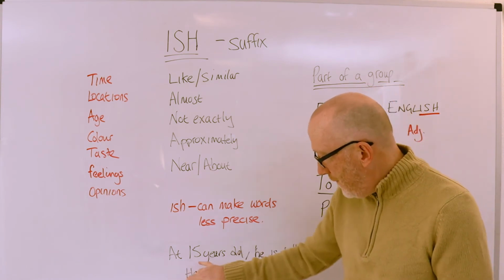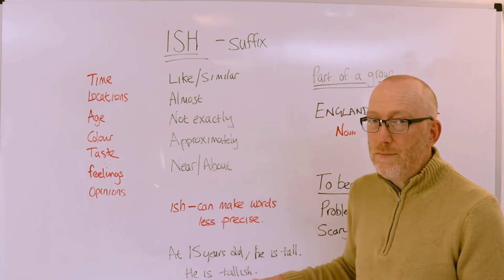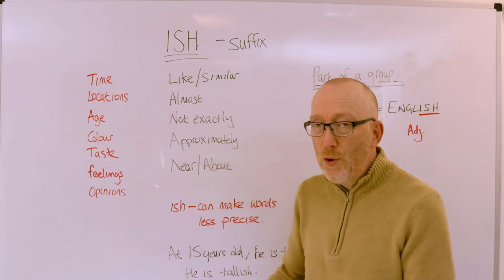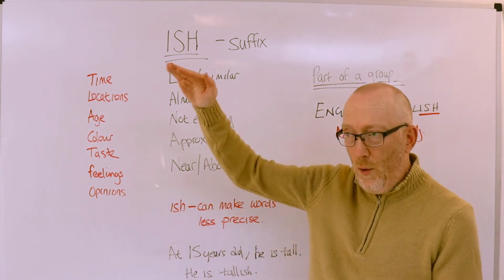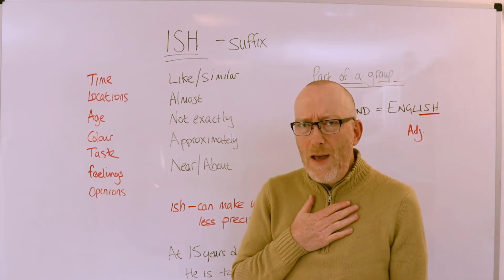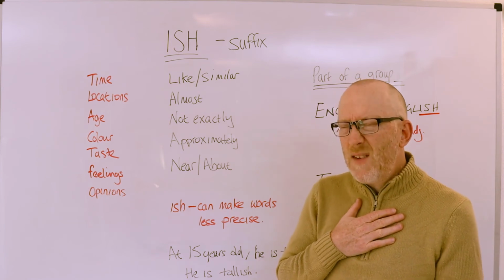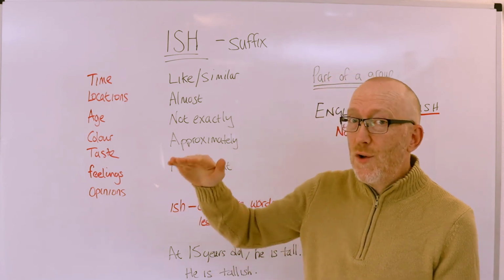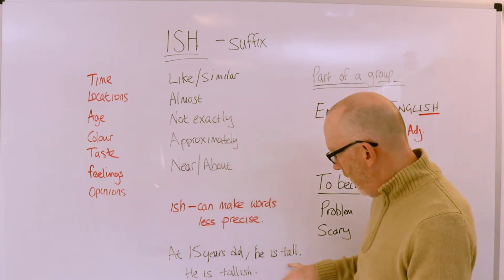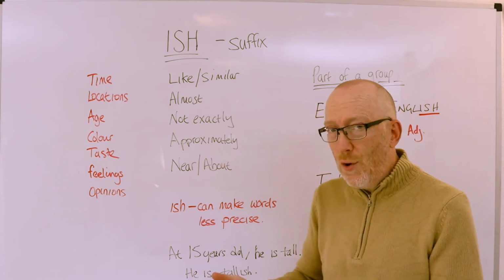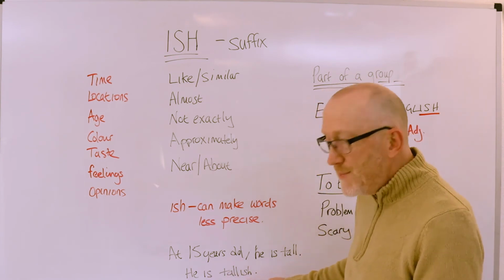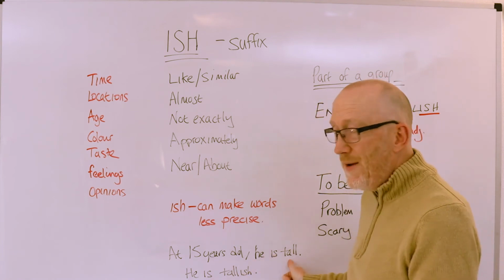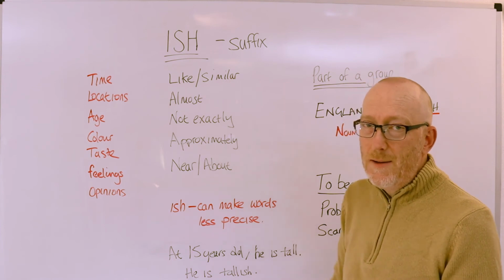Okay. So at 15 years old, he is tall. Perhaps you're seeing a 15-year-old schoolboy, and you say, wow, at 15, he is tall. Whereas I might just say, well, yeah, he's tallish. He's tallish, but I've seen taller boys of 15. So the adjective tall is less precise when we add ish to the end. And you can do this with almost any adjective, okay?